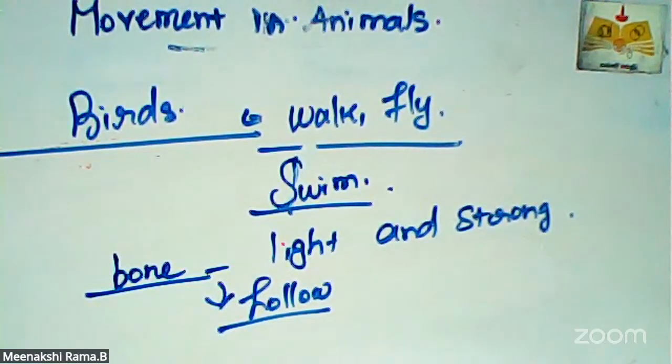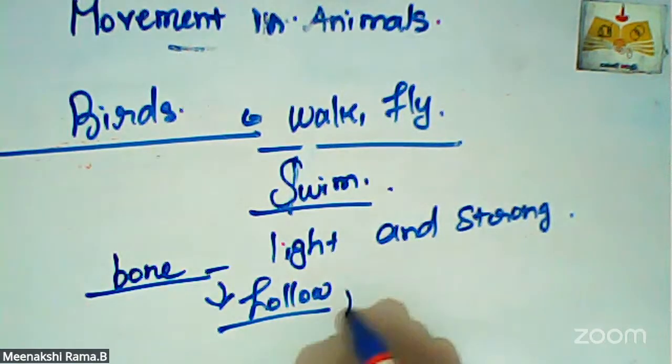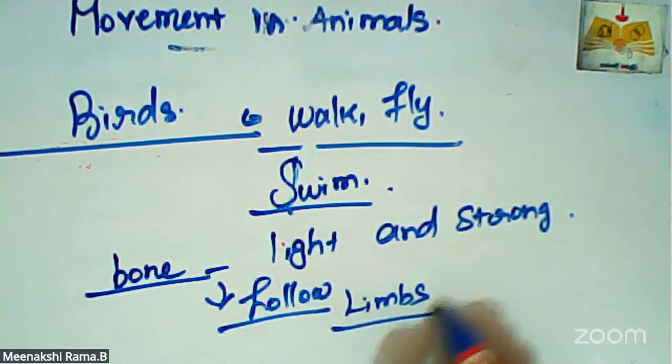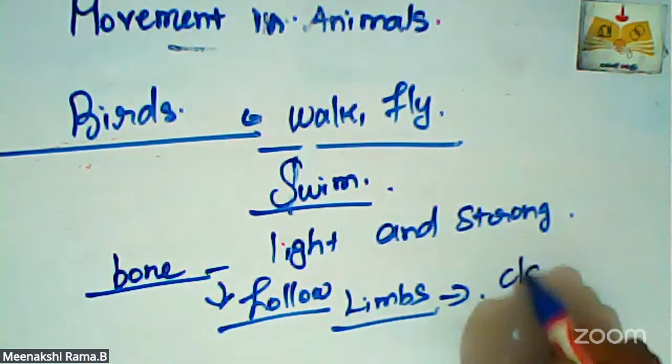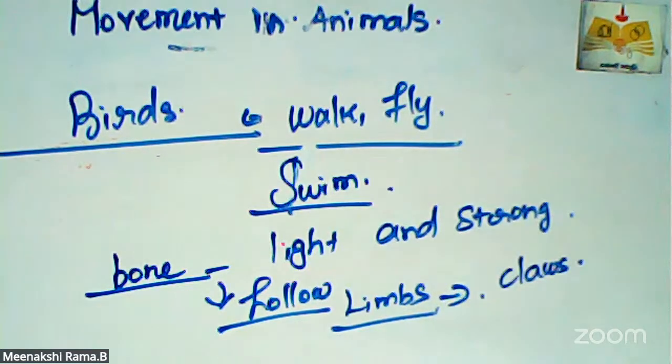So the lower portion of the limbs are modified into claws, which help them to walk and perch. The lower portion of the limbs are modified into which part? That is claws. So claws help them walk and then perch. The breastbones are modified to hold the massive flight muscles, which help move their wings up and down.